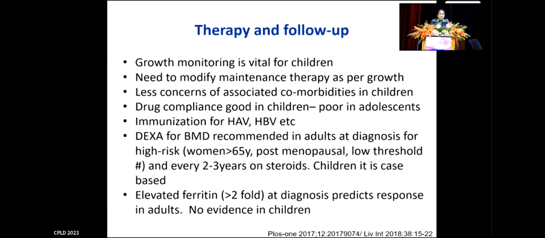In therapy and follow-up, when we are monitoring these children, we need growth monitoring. We need to modify the maintenance of steroid versus azathioprine alone as per the growth condition. There are lesser concerns of associated comorbidities in children. They have good compliance, especially when they have parents to look after them. But as soon as they become adolescent, compliance becomes an issue, so you need to be more vigilant. Bone densitometry and poor bone health are more of a problem with older people, especially women. In children, DEXA is not routinely recommended. Similarly, ferritin as a predictor of response has not been shown to work in children till now.